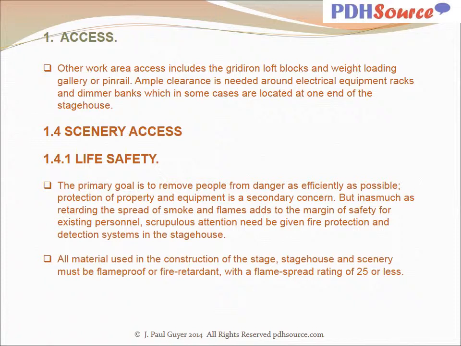With regard to scenery access and life safety issues, the primary goal is to remove people from danger as efficiently as possible. Protection of property and equipment is a secondary concern. But inasmuch as retarding the spread of smoke and flames adds to the margin of safety for existing personnel, scrupulous attention needs to be given to fire protection and detection systems in the stage house. All material used in the construction of the stage house, and scenery must be fireproof or fire retardant with a flame spread rating of 25 or less.